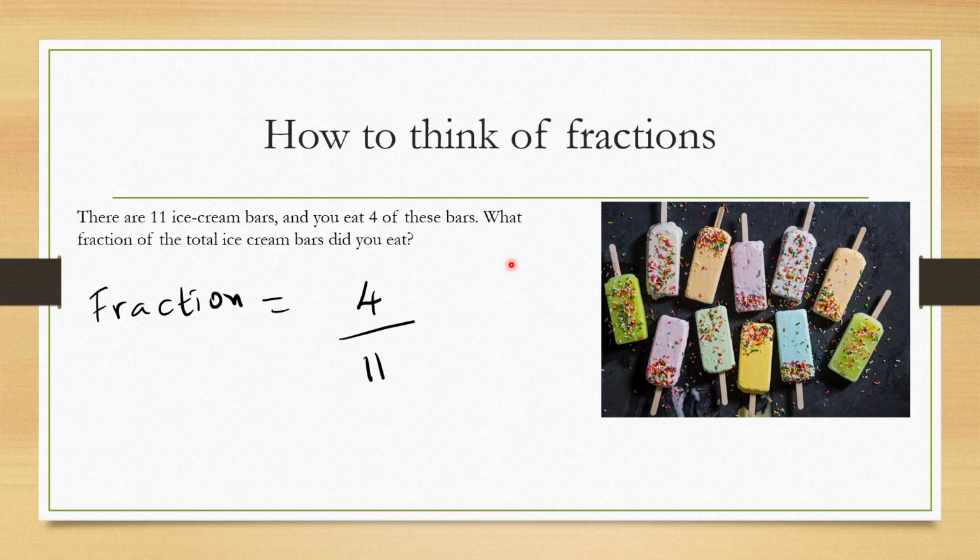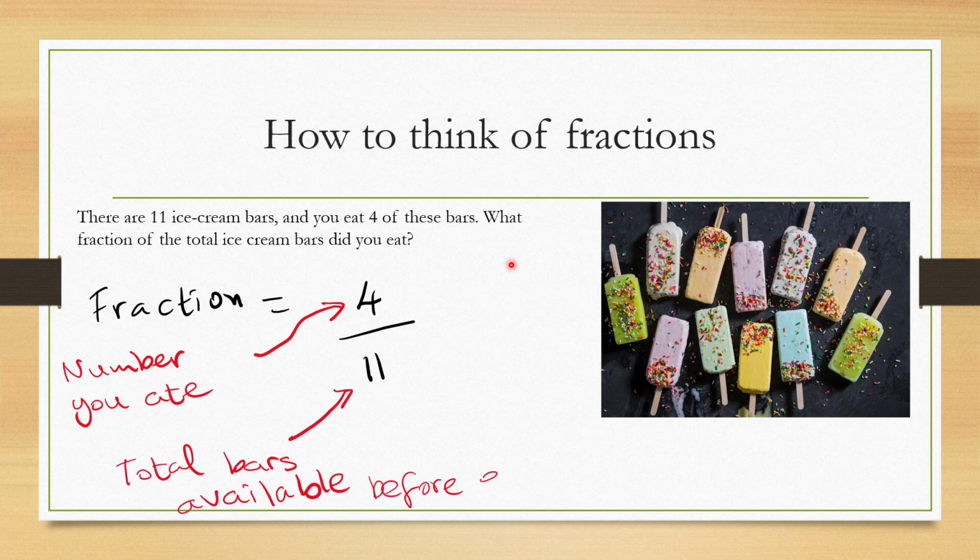Let's look at this one by one. The number on top, the 4, is the number of ice creams that you ate. The number on the bottom is the total number of bars available before eating. The 4 is called the numerator, while the 11 is called the denominator. The numerator and the denominator make up the fraction. They are always in the same place: the numerator is always at the top and the denominator is always at the bottom.